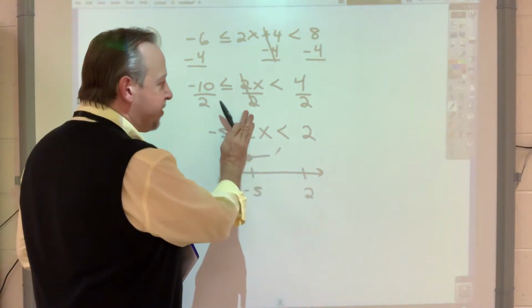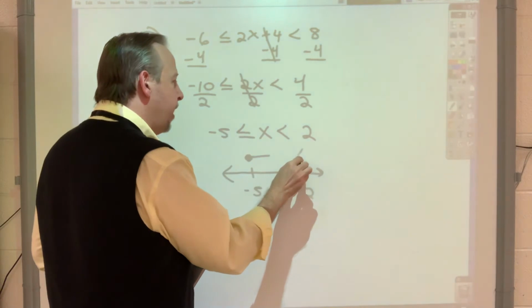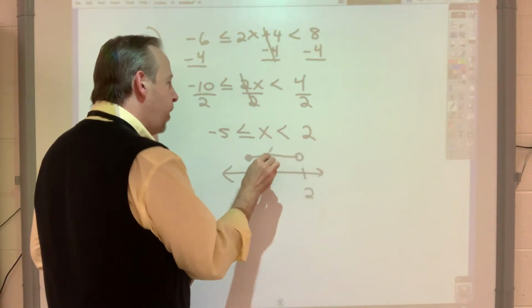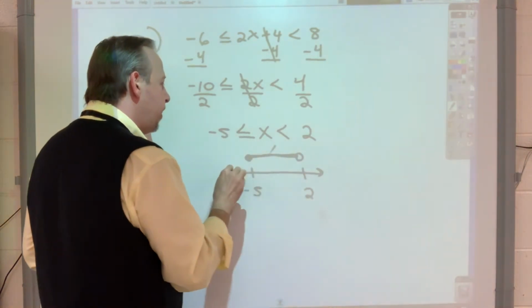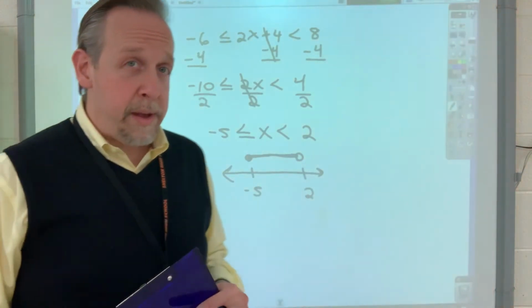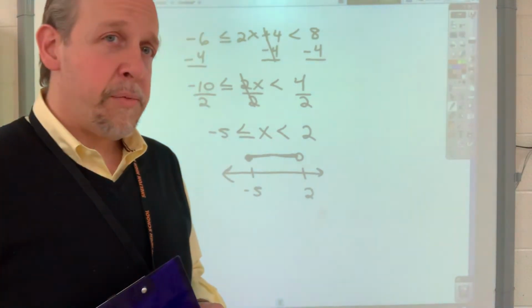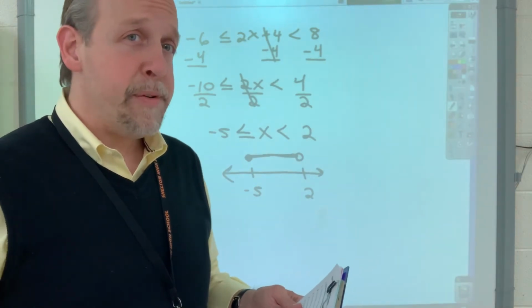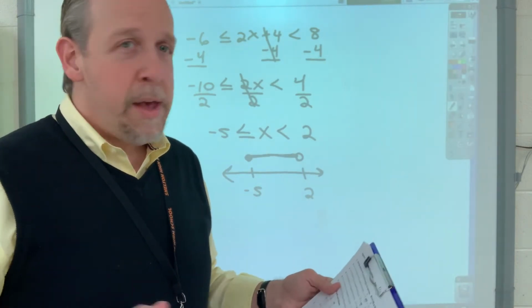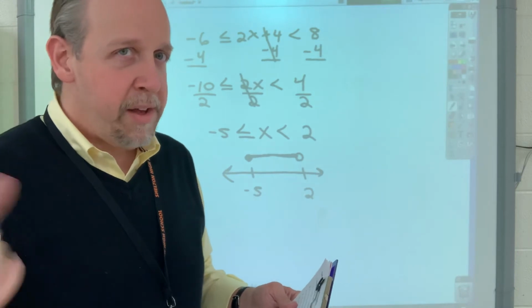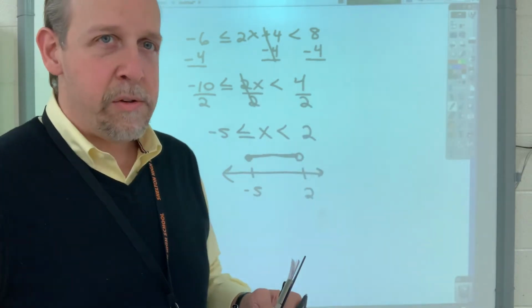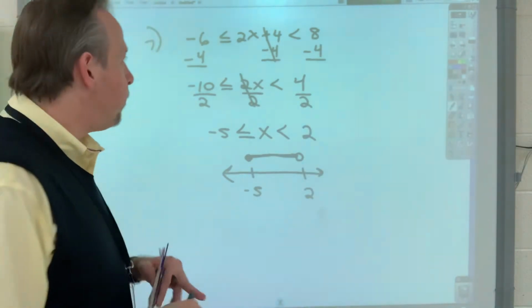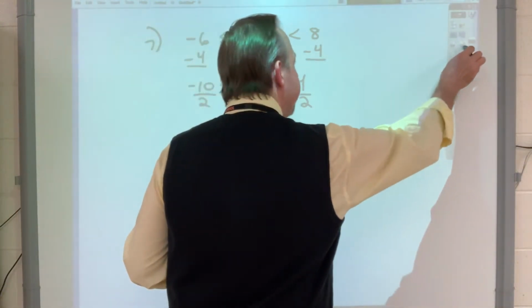On the other side, x is less than 2. Open dot to the left. That's why they connect. Don't make arrowheads on this one. It's an and problem. It's an intersection problem. Values have to be between -5 and +2, but they can't be lower than -5, and they can't be higher than +2. So there's no arrowheads there. And that's the answer for number 7.